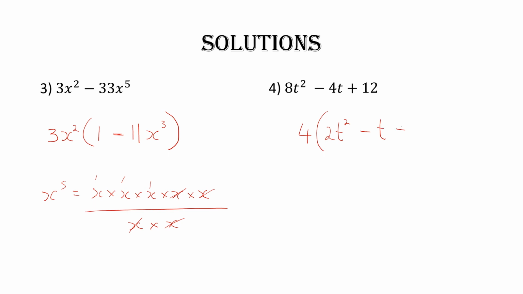And then we add, how many times can 4 go into 12? 4 could go into 12 3 times. So 4 times 3 will give us 12. And at the end of the day, again, remember, if we go to redistribute, so we go 4 here, 4 here, and 4 here, we will end up with what we started with. So 4 times 2t squared is 8t squared. 4 times minus t will give us minus 4t. And 4 times 3 evidently will give us 12. So that's how we could go about proving our answers and our results.